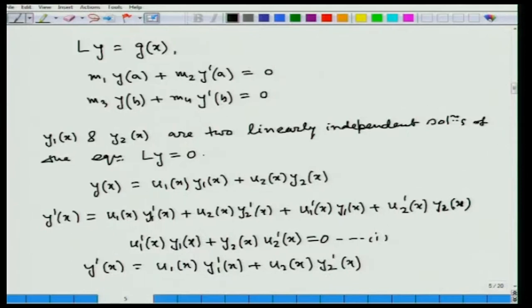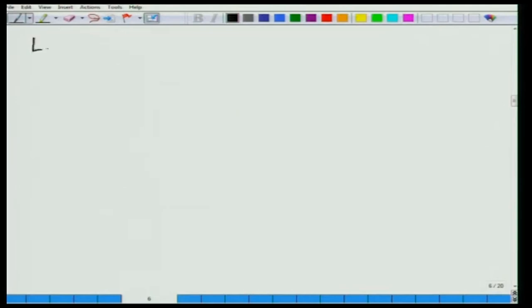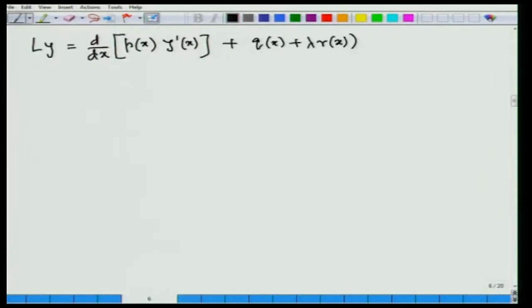Now, we calculate L of y, with y x equal to u_1 x y_1 x plus u_2 x y_2 x, and y dash x equal to u_1 x y_1 dash x plus u_2 x y_2 dash x. If we calculate L of y, this will be equal to d/dx of p x times y dot x plus q x plus lambda r x, this into y x.